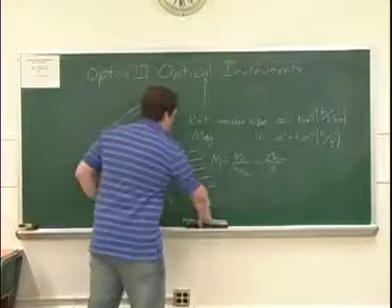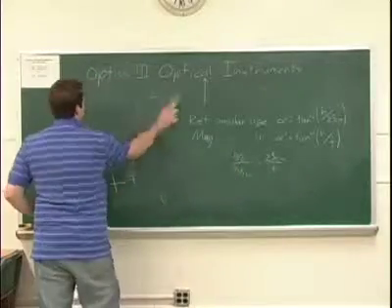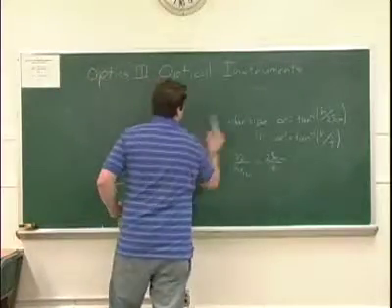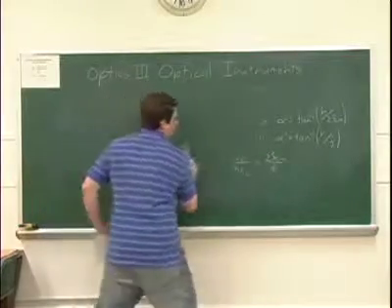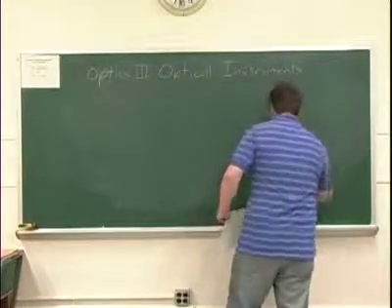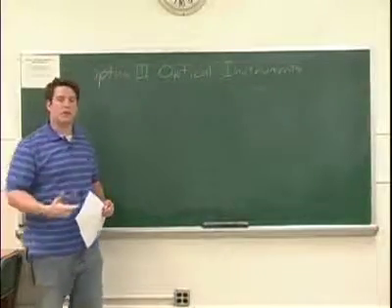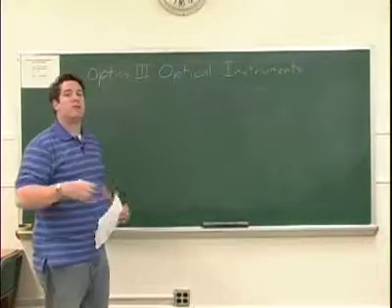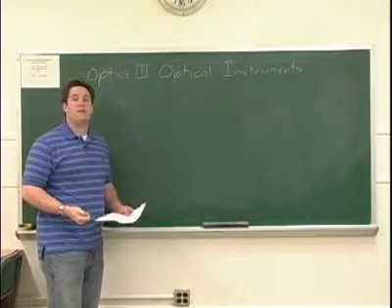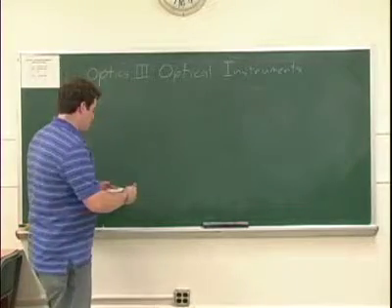The second optical instrument that we would like, or I should say the third optical instrument that we would like to examine is actually the microscope. This is a bit more complex than the simple magnifying glass, as it uses two lenses instead of one, but it allows you to get greater angular magnifications of objects.